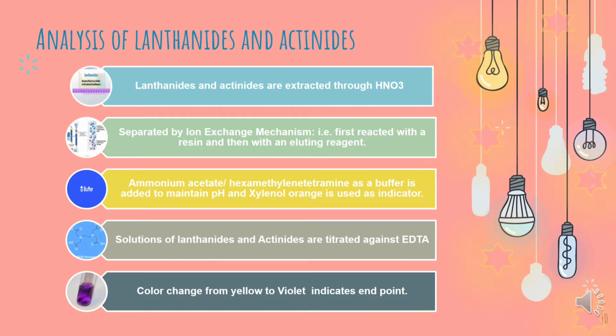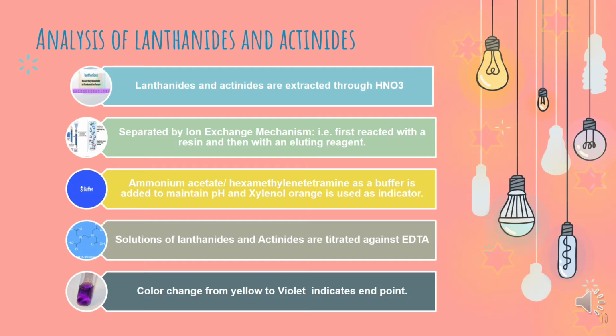Then there is analysis of lanthanides and actinides. Lanthanides and actinides are elements with unfilled f orbitals. Lanthanides are metals and actinides are radioactive elements. Lanthanides and actinides are extracted through nitric acid, which is a strong oxidizing agent, and then separated through ion exchange mechanism. Through an ion exchange process, the resin beads attract lanthanides and actinides from the solution, and then loaded beads are transported to plant where analytes are separated from resin beads by using eluting agent. Resin itself is organic polymer.